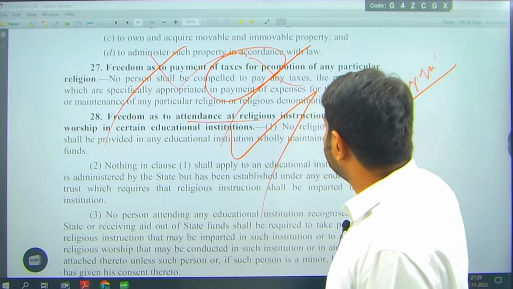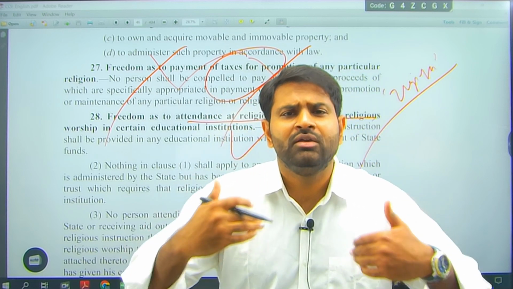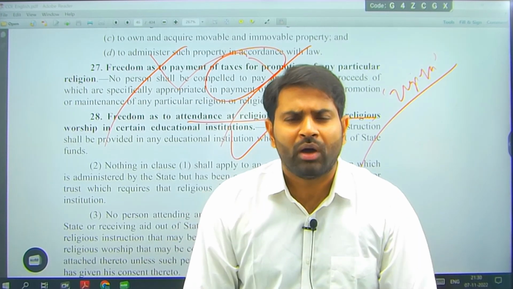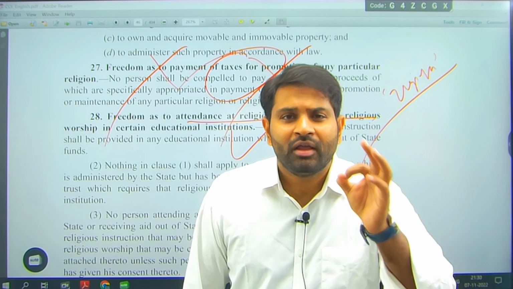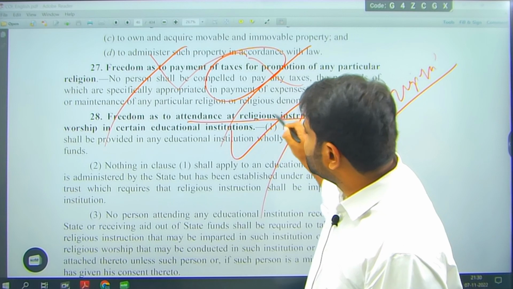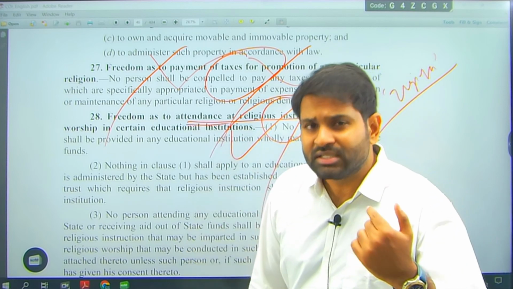28th one is freedom from attendance of religious instruction. Let us say that now I will stop this constitution, I will start teaching you the gospel. I will talk about Hinduism now, I will talk about Bhagavad Gita, I will talk about Sri Krishna. You have your right to leave the class then, right? That is the right, freedom from attendance of religious instruction. Your consent is required for me.